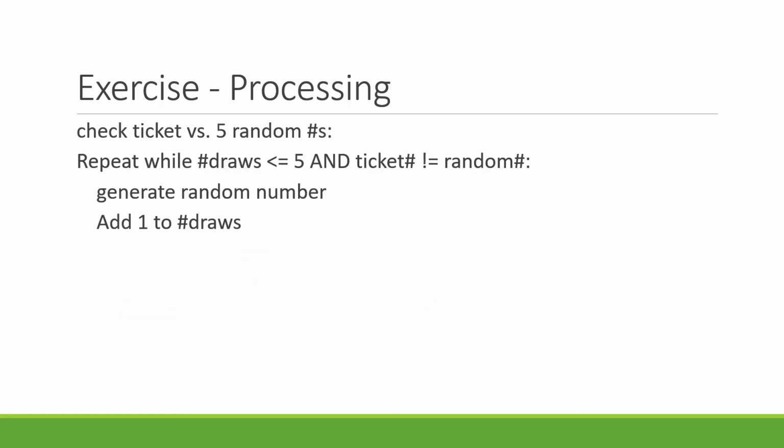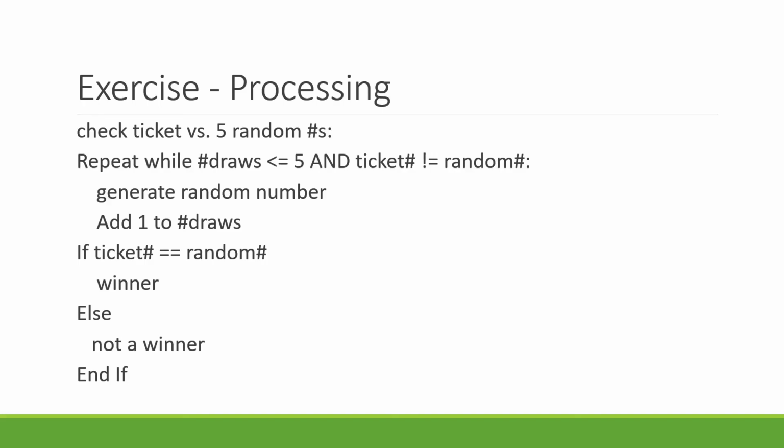Once we finish the loop to do the random draws, we need to know if the user won or not. So how do we know why we quit the loop? Did we quit because we ran out of draws, or did we quit because the user's ticket matched? We can easily figure this out by comparing the user's ticket number to the last random number generated. If they're equal, that means we quit because the user's number matched, not because we ran out of draws.